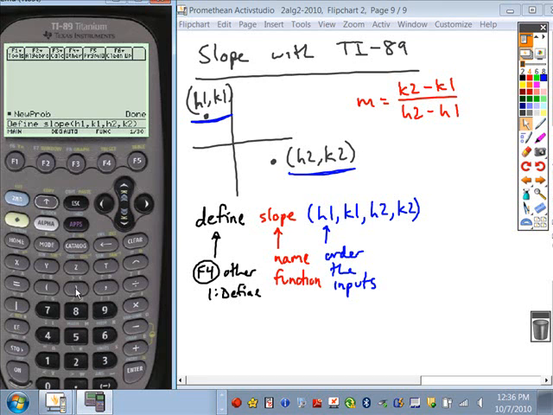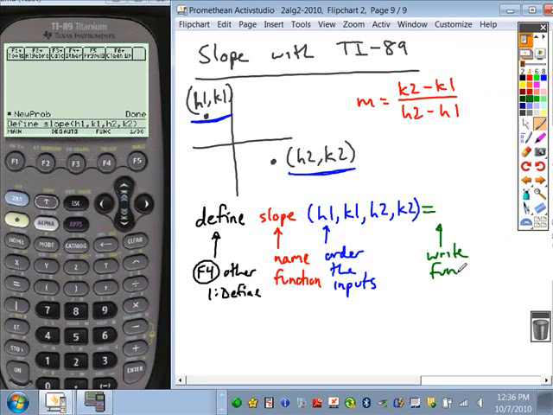Right, once we order the inputs, we're then going to identify the function. Now we're going to tell the calculator what we want it to do with those inputs. In this particular case, we're going to use the equation for slope. So if we take the difference of the y's and divide by the difference of the x's, we will be done with our equation.